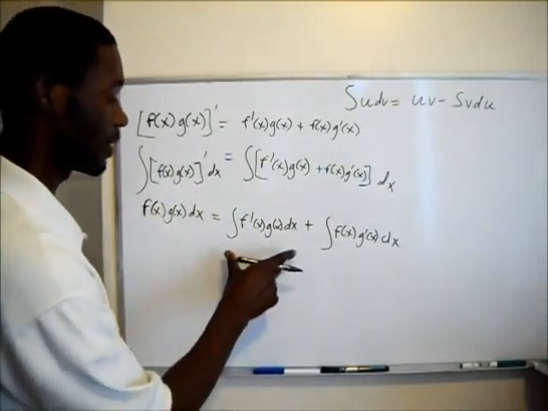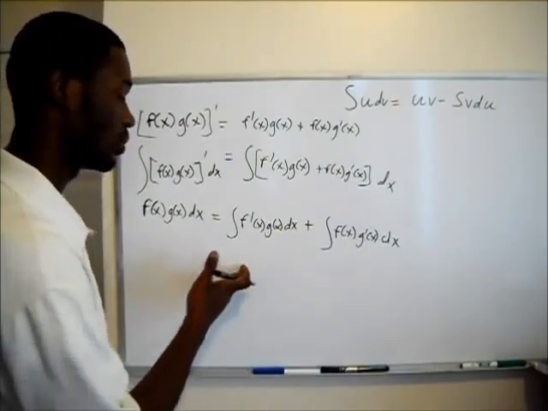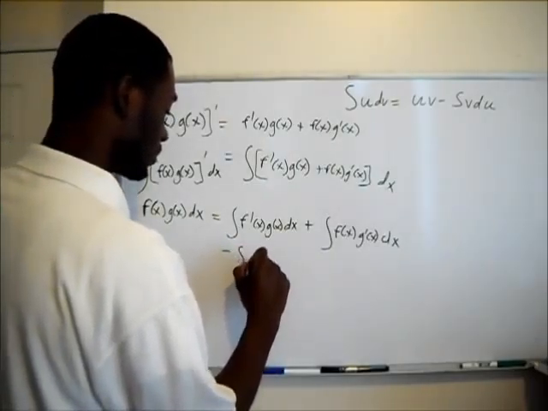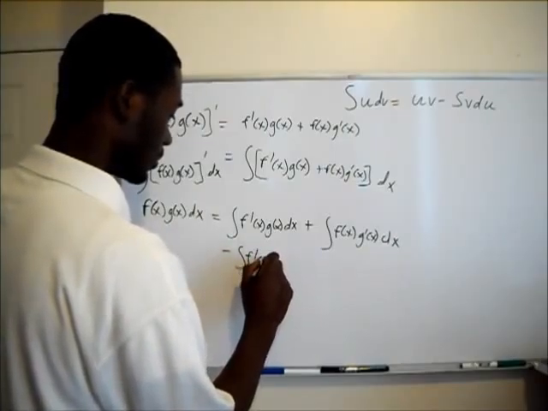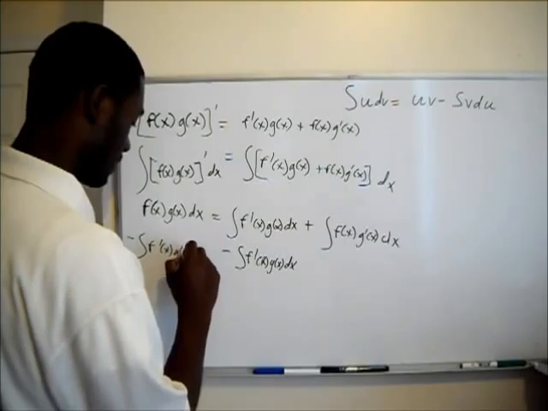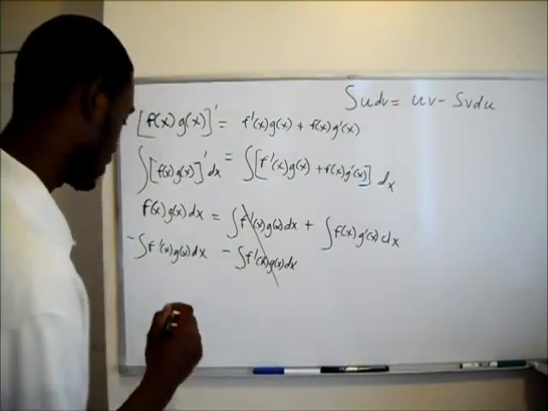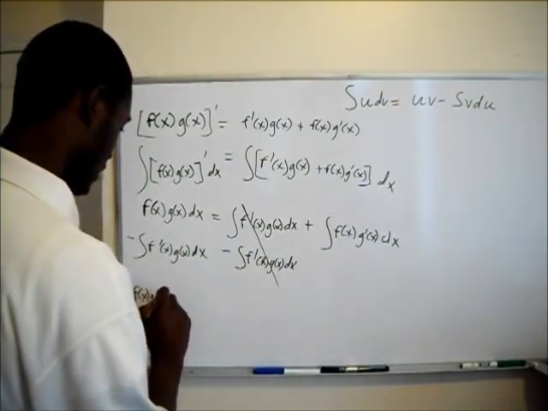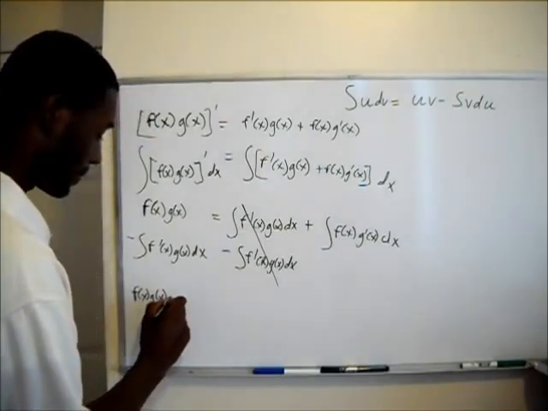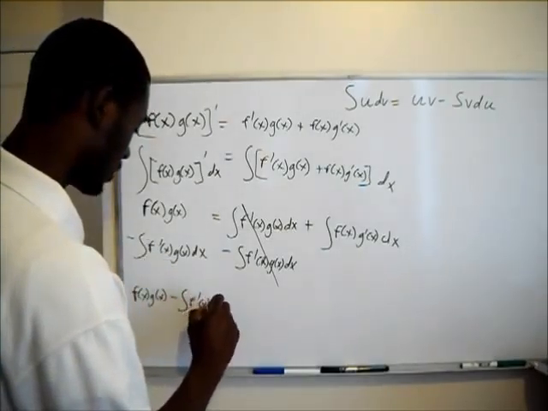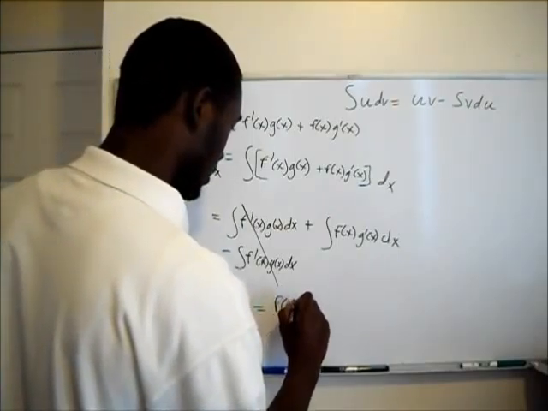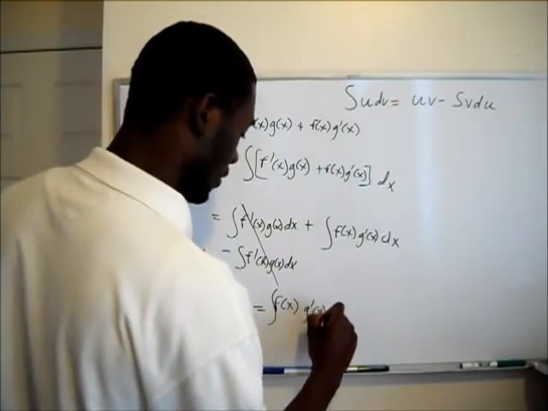Okay, right. Now we're just going to subtract this from both sides. Because it's an equation, you can subtract. It looks kind of funny to subtract the integral, but you're perfectly allowed to do it. So I'm going to subtract this integral from both sides. Okay, so it goes away on the right side. And I'm left with f of x, g of x. No dx, the dx should have gone away. So f of x g of x minus the integral of f prime of x, g of x dx is going to be equal to this: the integral of f of x times g prime of x dx.